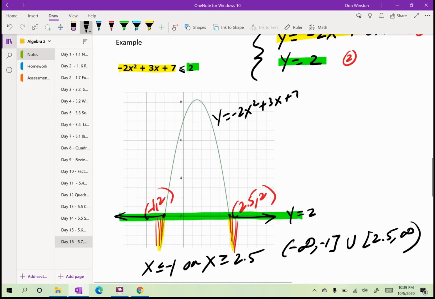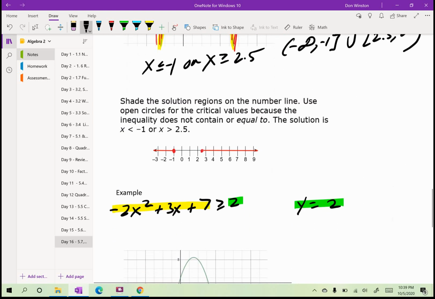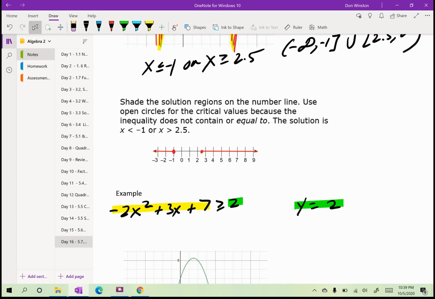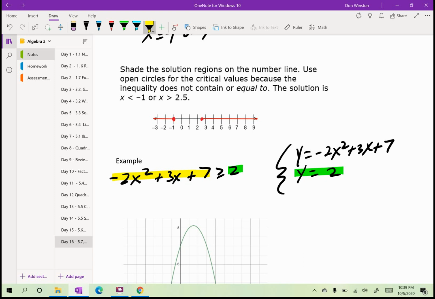And in the final case, what happens if we flip that inequality around? So we say -2x squared plus 3x plus 7 is greater than or equal to 2. Oops, I guess I better write my other equation. So y equals -2x squared plus 3x plus 7. What happened to my two equations? Did I have two equations? Yes, so let me just see here.